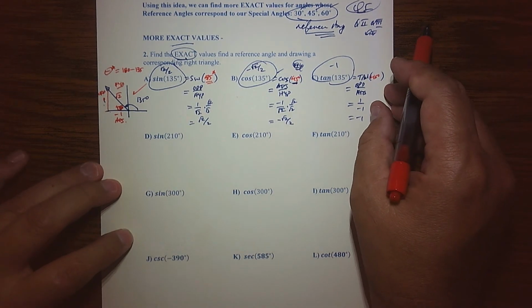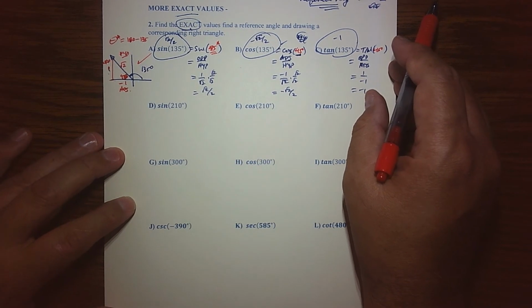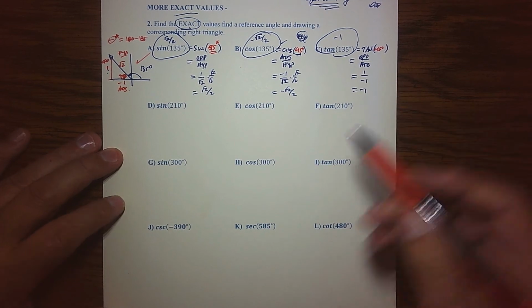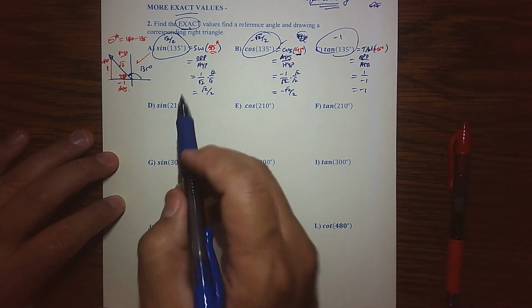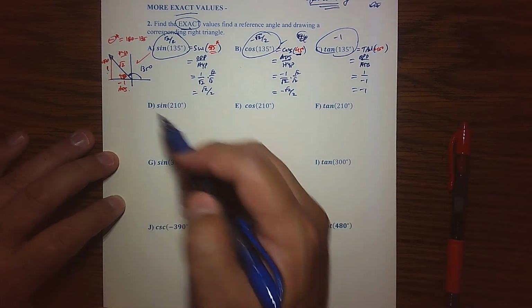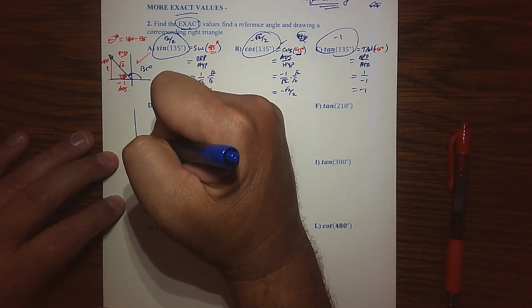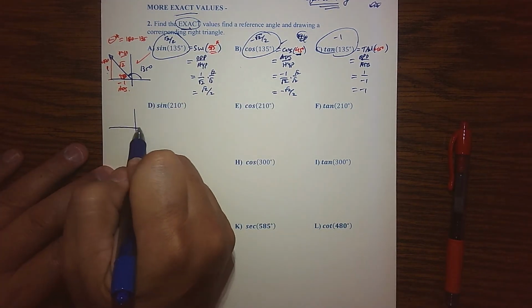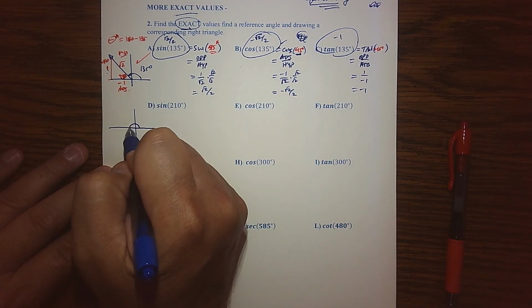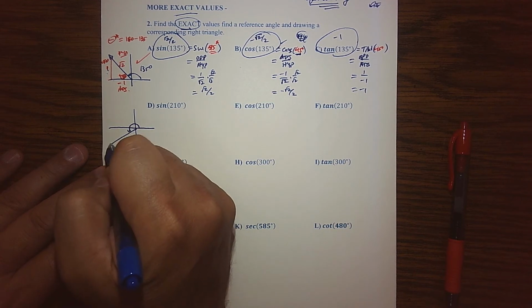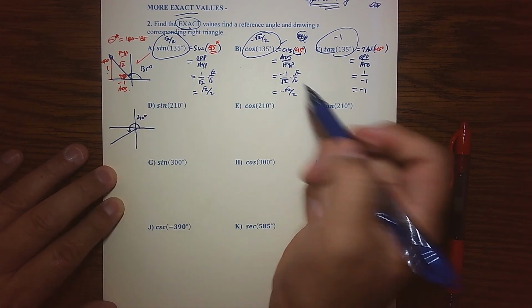All right, so moving along, let me do one more round and then I'll cut and we'll do another video. So this next round, we're talking about 210. So my picture now, 210 takes us around to about right there. All right, so there's 210 degrees.